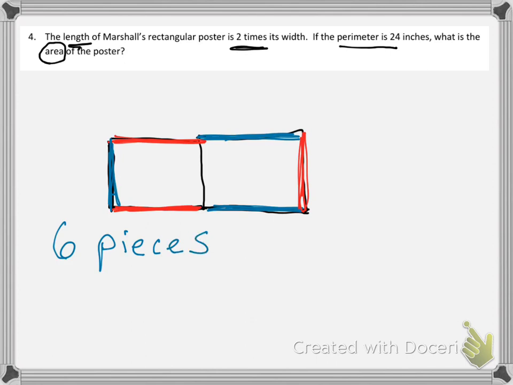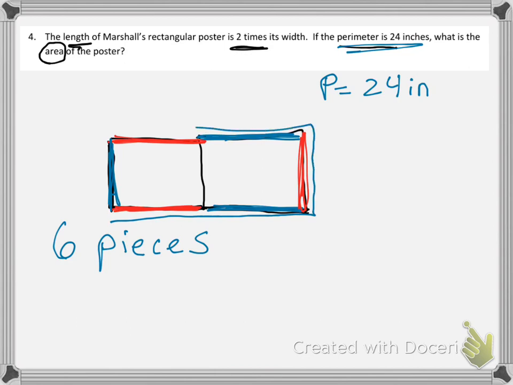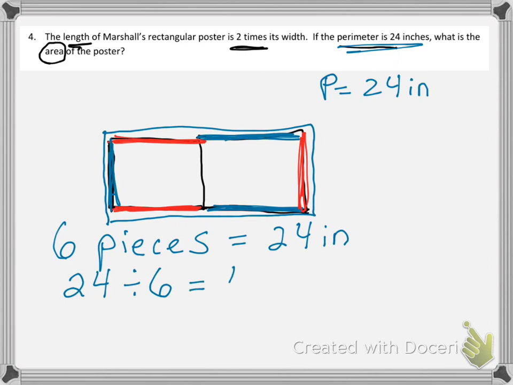Now we also know that they're giving us the perimeter, and the perimeter is equal to 24 inches. So that means if we go around this whole rectangle, we are going around 24 inches. So we've got 6 pieces, and this is equal to 24 inches. If we walked all the way around those 6 pieces, we would have 24 inches. So if we have 6 pieces, and we're walking around 24 inches, we would divide 24 by 6, which would give us 4.